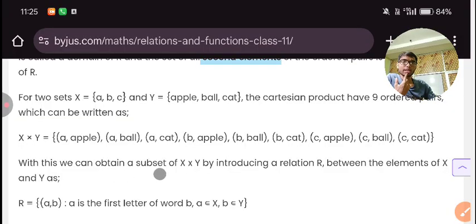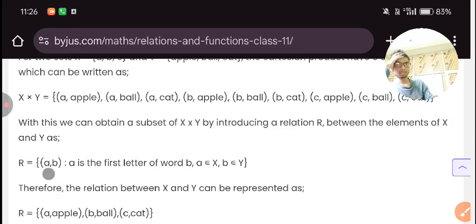With this we can obtain a subset of x and y. When you obtain a subset of x and y, then you will have a relation. Let's assume. Remember, a relation is a subset, and this is not a subset. It is a complete set. It is a Cartesian product. With this we can obtain a subset of x and y by introducing a relation. Okay, let's see how to bring a subset from the Cartesian product of a set between the elements of x and y.